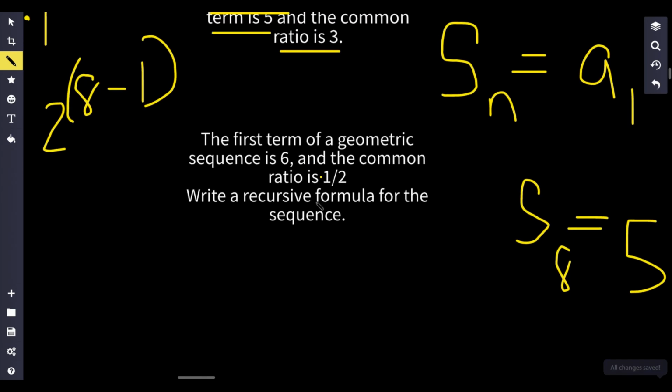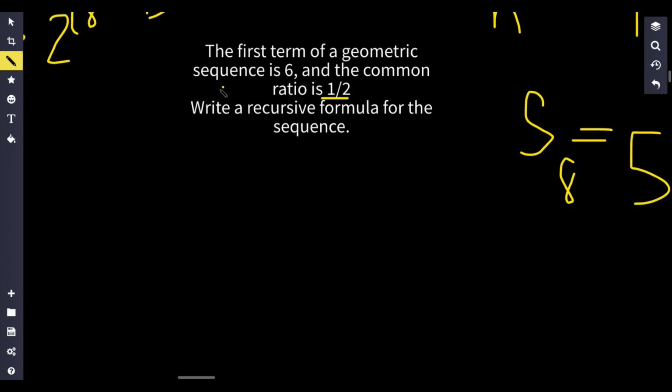The first term of a geometric sequence is 6, and the common ratio is 1/2. Write out a recursive formula for this sequence. A recursive formula can be for an arithmetic sequence, a geometric sequence, or neither, but it's a sequence written in terms of a sub n minus 1. So it's a sequence written in terms of the previous term. Let me show you what I mean.